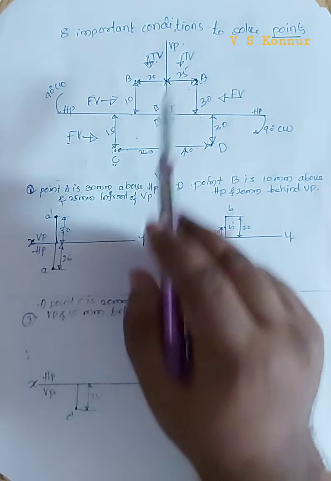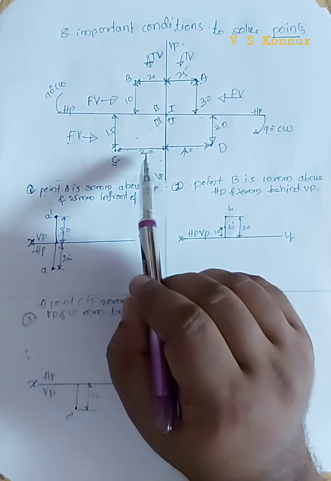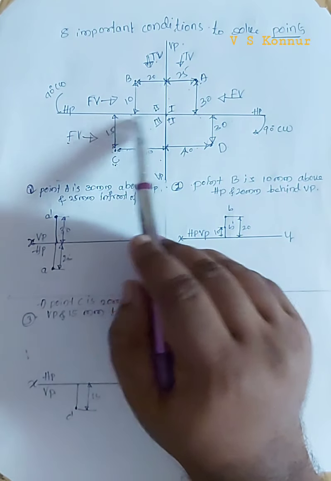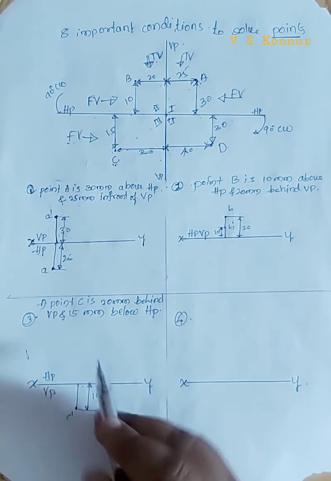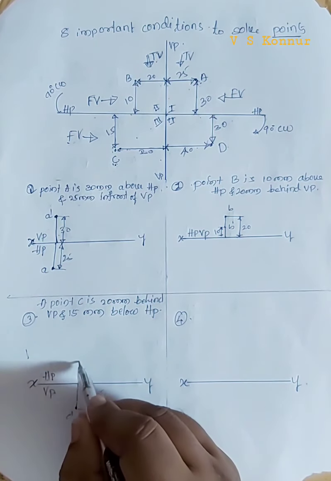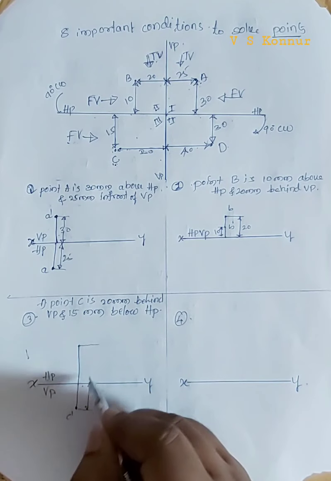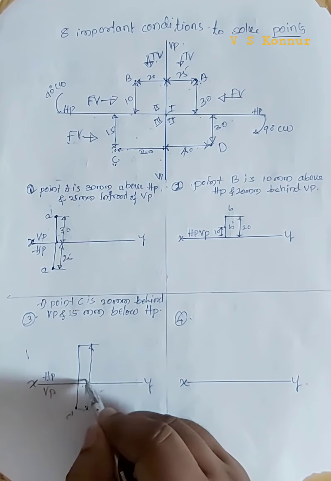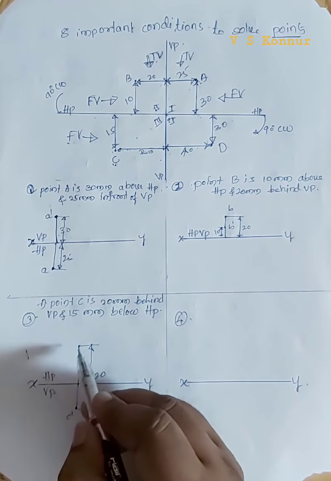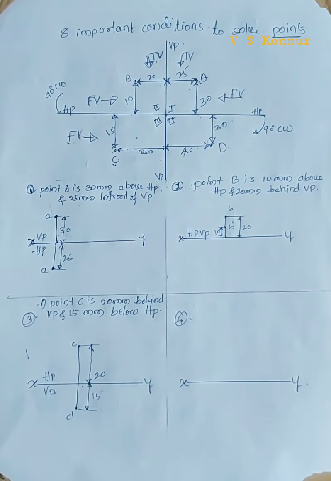Now this 20 mm, when you are viewing from the top view, is projecting on HP. So HP is above the XY line. So we'll take a 20 mm distance here, and we'll mark a point, and the distance is 20, and it is a top view. Because of that, it will be indicated by C.